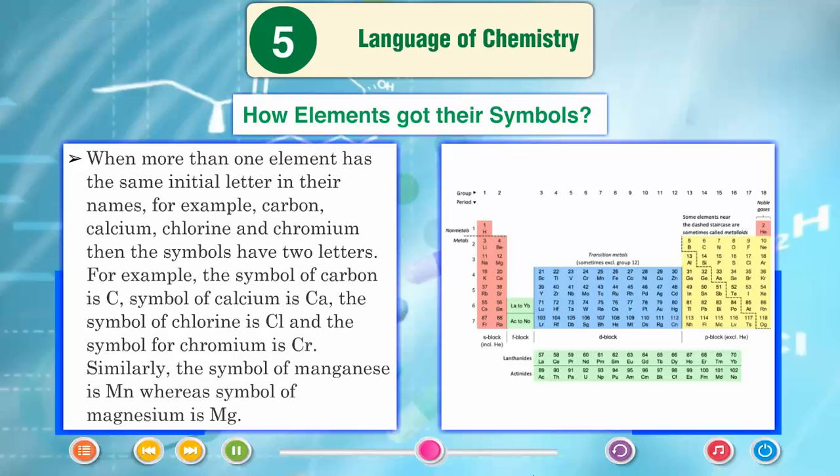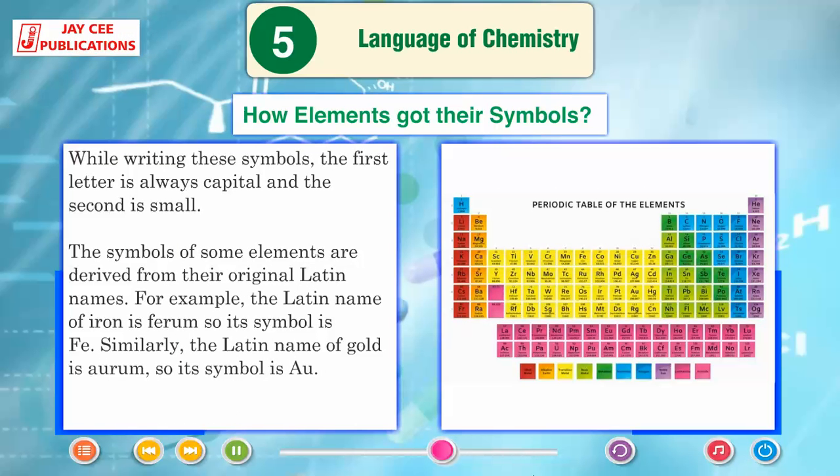For example, the symbol of carbon is C, the symbol of calcium is Ca, the symbol of chlorine is Cl, and the symbol for chromium is Cr. Similarly, the symbol of manganese is Mn, whereas the symbol of magnesium is Mg. While writing these symbols, the first letter is always capital and the second is small.